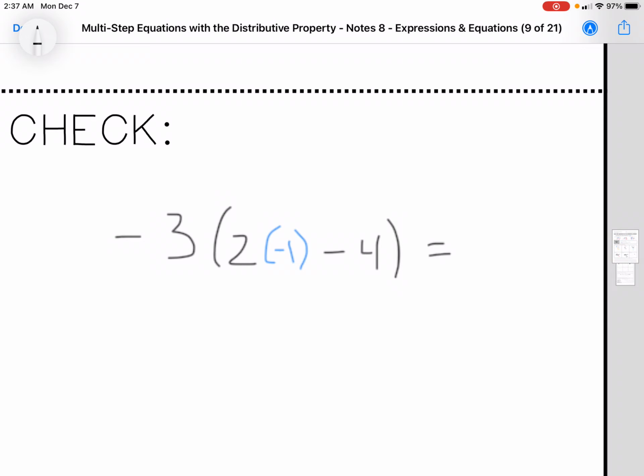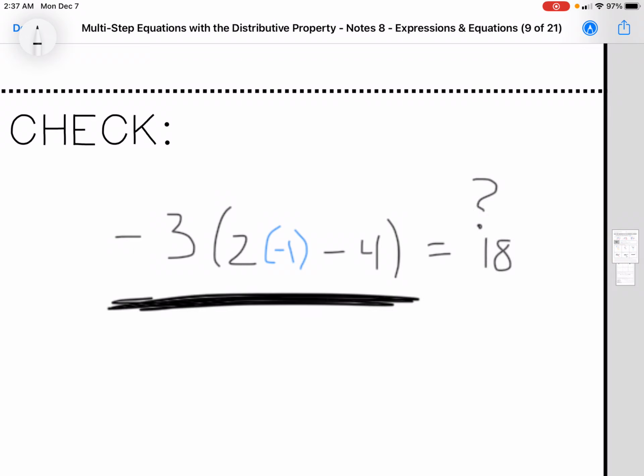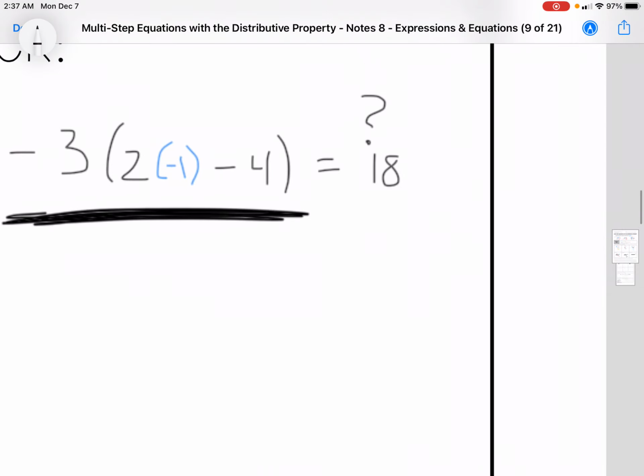Okay, does that equal 18? So enter that in your calculator. And I'm going to go ahead and tell you it does. Check. Okay.